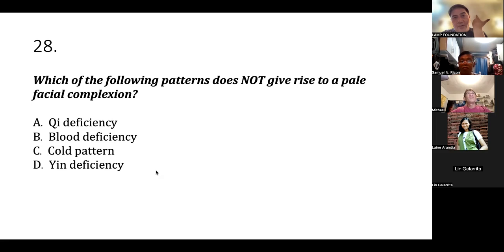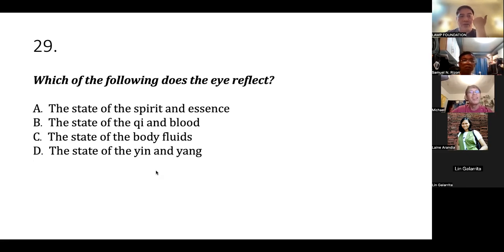So, ang nagbibigay po talaga dito yung yin deficiency. So anong facial complexion ng may yin deficiency? Flush. Yeah, meron siyang malar flush. Very good. Number 29.